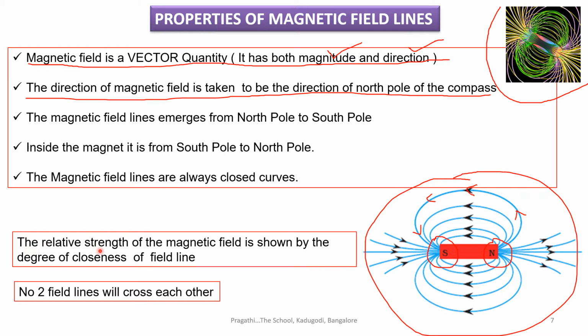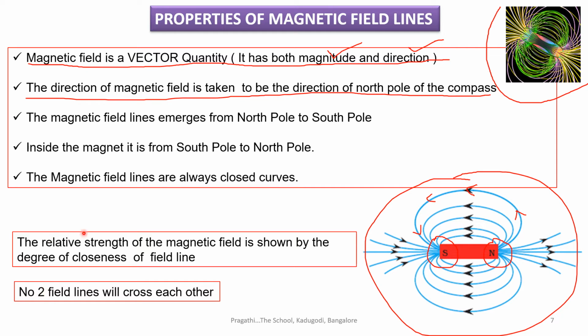And here the relative strength of the magnetic field is shown by the degree of closeness of the field lines. Relative strength, that means the strength of the magnet. How do you define the strength of the magnet? See here, the magnetic field lines 1, 2, 3, 4, 5 are there, top and bottom also. How do you say it has got very good strength? If the magnetic field lines are very close to each other, okay, then we say that the magnet is very, very powerful, the magnet has got very high strength.